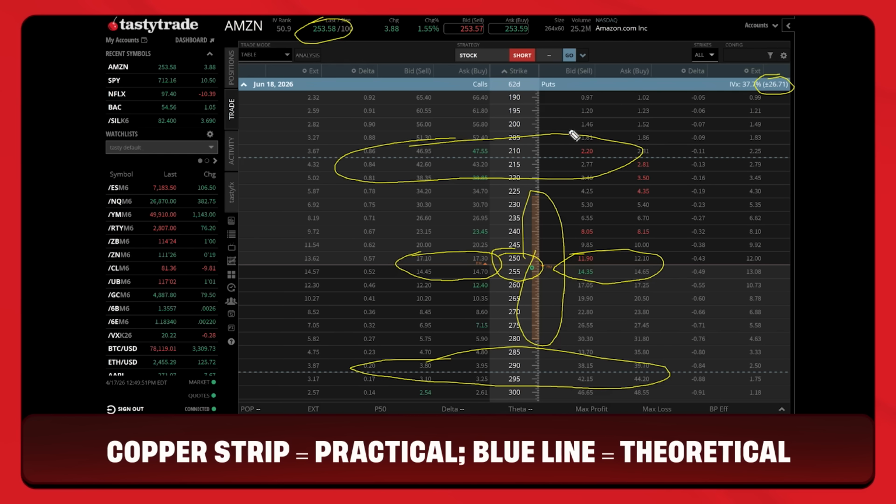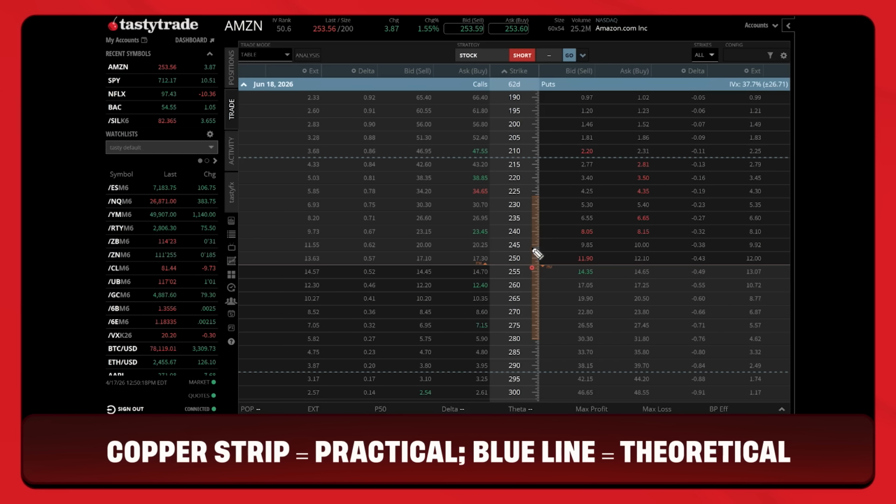If I'm looking at the blue dashed line, however, now this is a more theoretical application. This is more of a theoretical understanding of, okay, what does the normal distribution, in an abstract, theoretical way, what is it pricing in terms of +1 standard deviation and -1 standard deviation? That is what the blue dashed line represents. As traders, typically, we're going to choose the copper strip more often than the blue dashed line, simply because it is based off of real-time prices. It is a more practical application of expected moves.